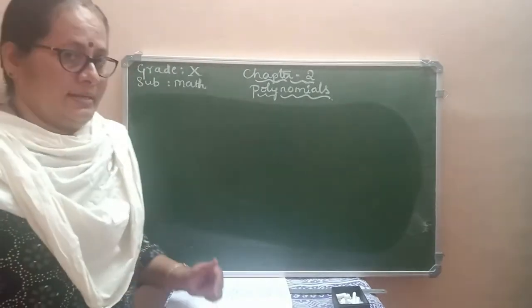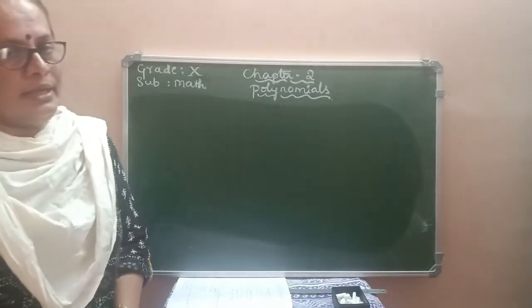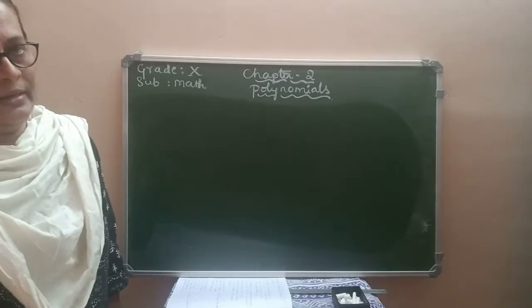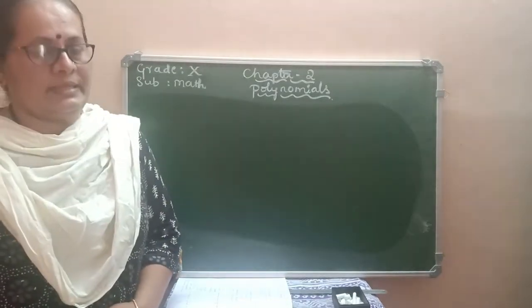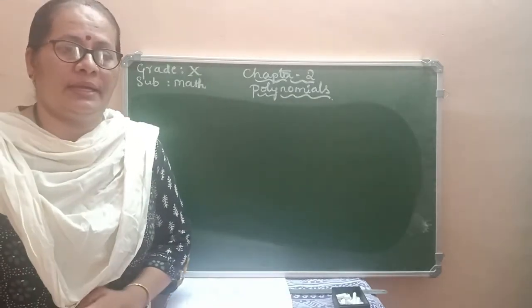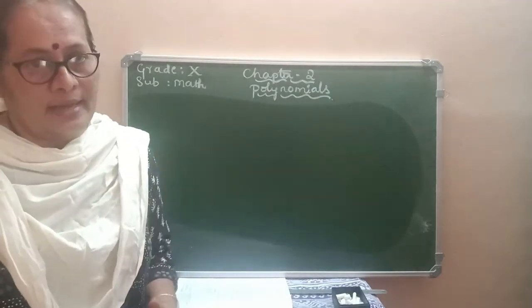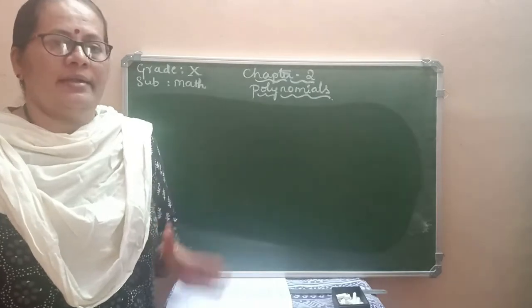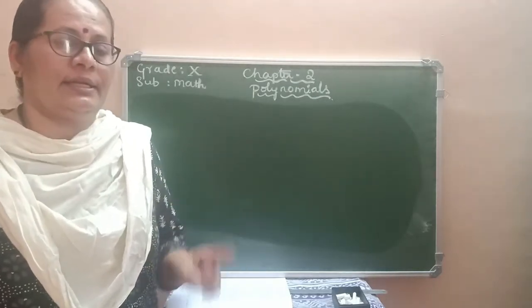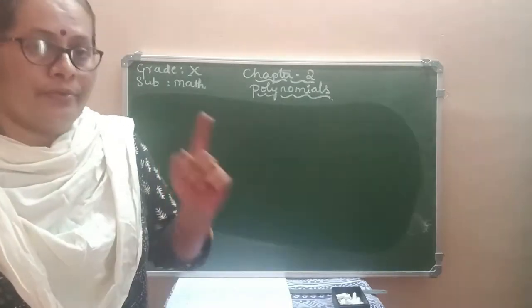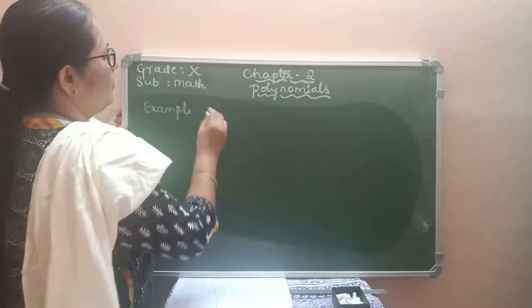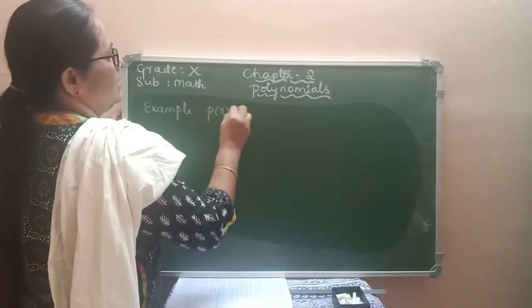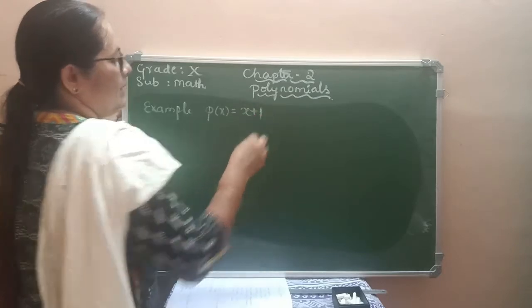You also learnt the geometrical meaning of the zeros of the polynomials. For a linear polynomial, you will get a straight line, and this straight line intersects the x-axis at only one point. For example, take a linear polynomial p of x equals x plus 1.